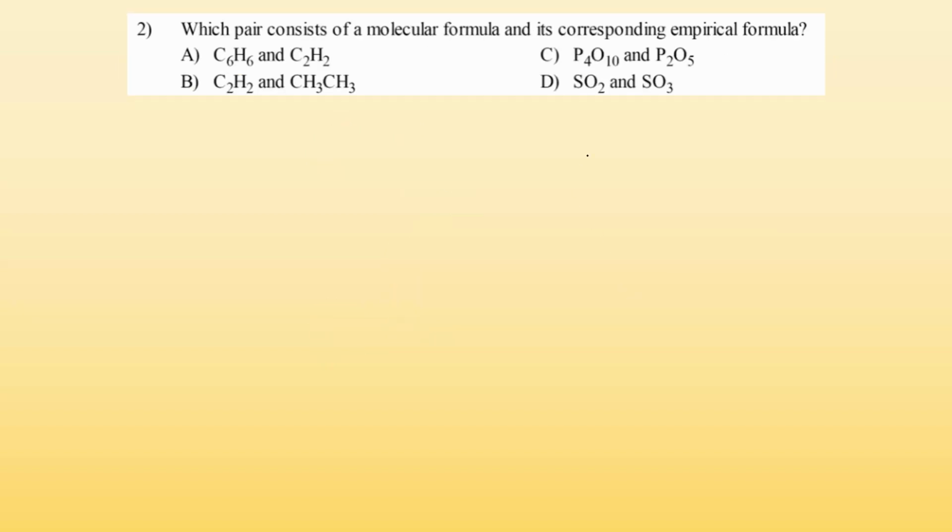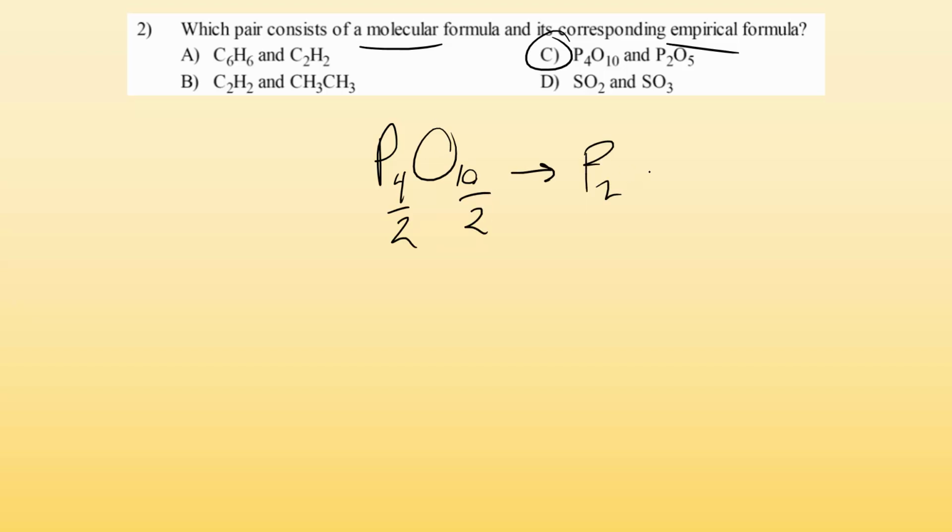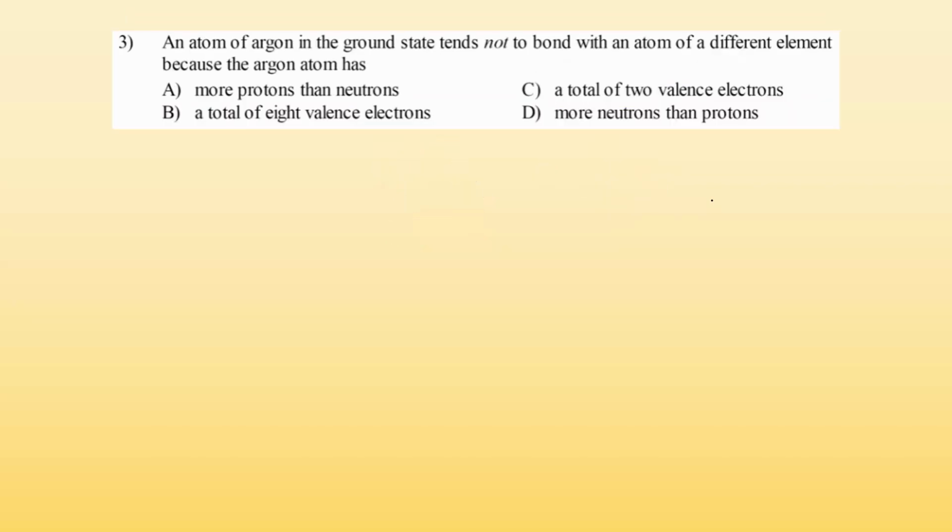Which pair consists of a molecular formula and its corresponding empirical formula? So we need the molecular formula and the empirical formula. And if we take a look, the correct answer is going to be C, because we can go P4O10. Hey, we can divide each of those by 2, and we'll end up with P2O5, and there's no common factor of 2 and 5, so there's our empirical formula.